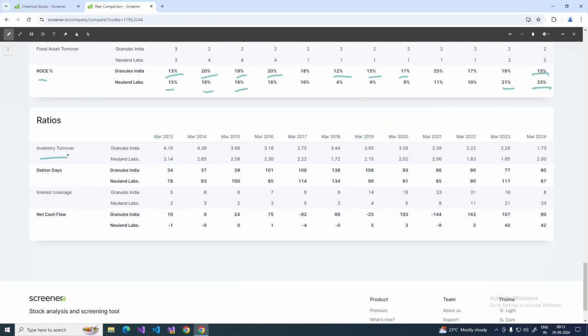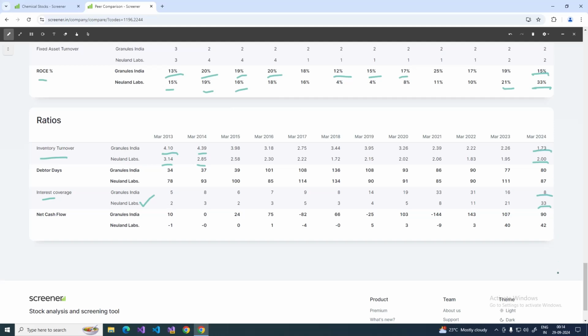Inventory turnover for Granules was 4, 4.3, like that, currently 1.7. Neuland's was 3, 2, like that, currently 2.0. So both are near, so we'll exclude those. Then interest coverage for Granules is 8 and Neuland's is 33. Here the interest coverage ratio is higher for Neuland's. This is positive for Neuland Laboratories.